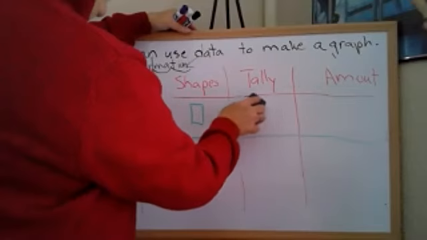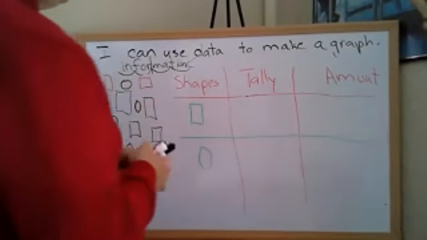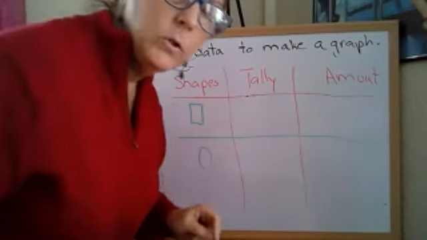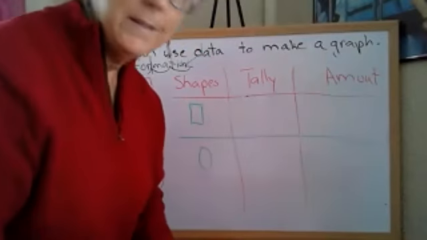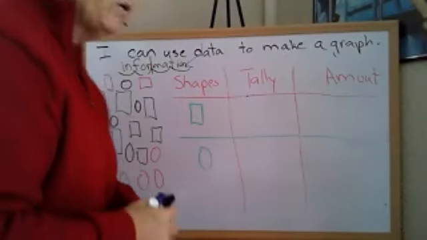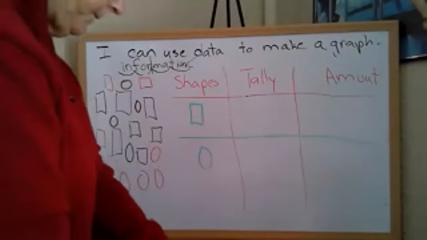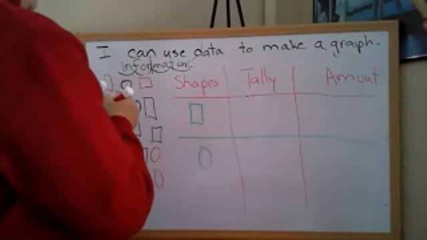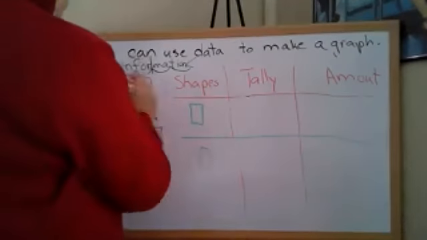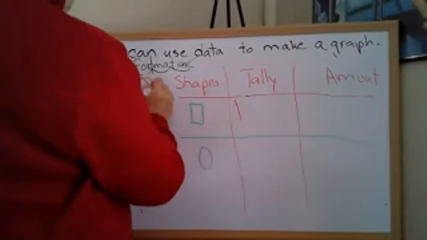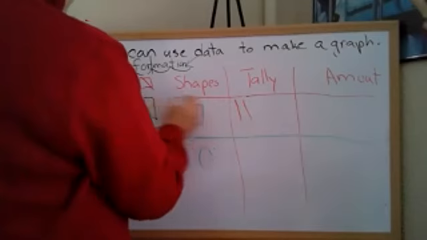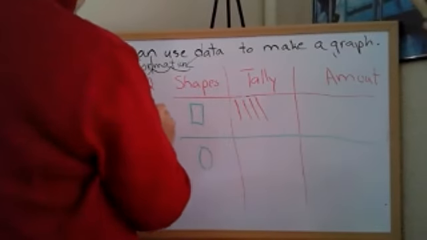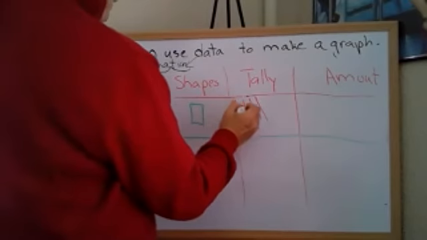Now I want you to do it the correct way. The correct way to make tally marks when we're looking for shapes is to count all the shapes. It doesn't matter what color. So let's just count the squares. Okay, every time I count a square, I'm going to cross it out and put a tally mark. So here's 1, 2, 3, 4, 5. There's that magic number.